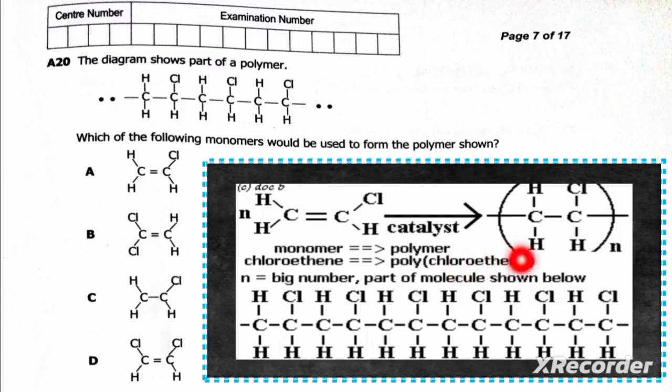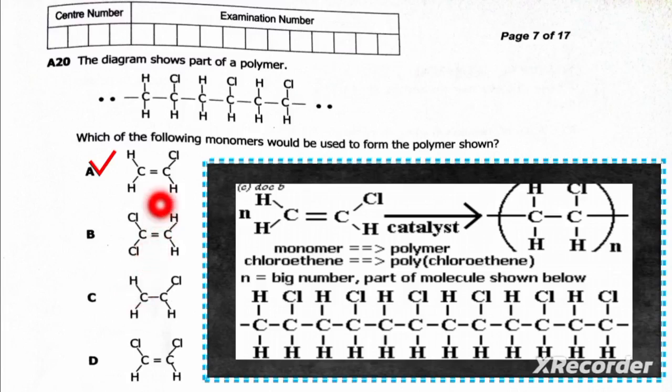polychloroethene. The polymer is polychloroethene. Then the monomer is this one. The monomer is chloroethene. So chloroethene here is, sorry, is A. Chloroethene is A.